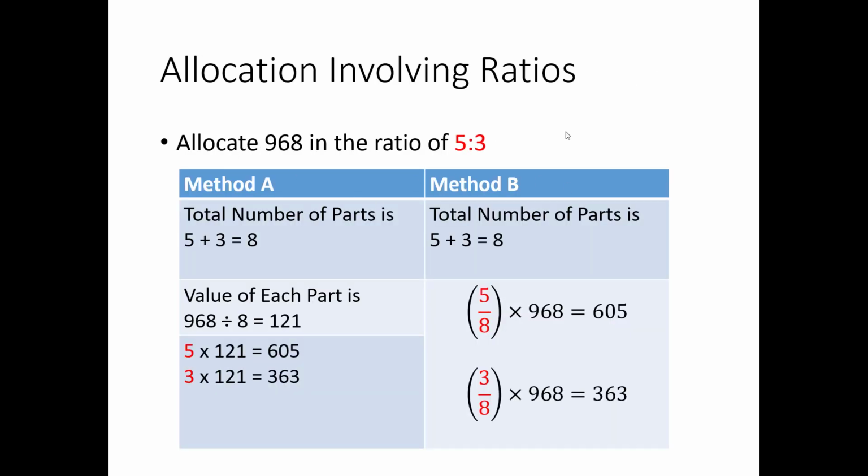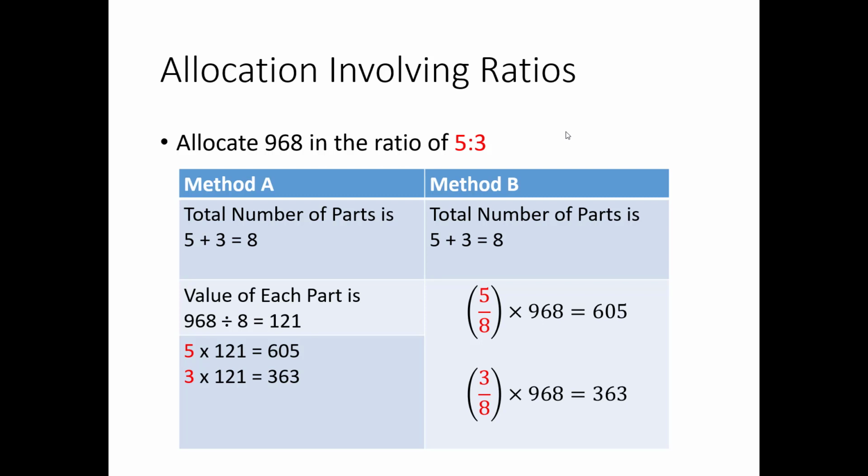So at the beginning, we said one of the things we could do with ratios is allocate resources, or allocate things. So let's deal with this situation here. We've got 968 parts, and we want to divide them up between 2 processes, or 2 factories, or 2 warehouses, whatever the case may be, on a ratio of 5 to 3.